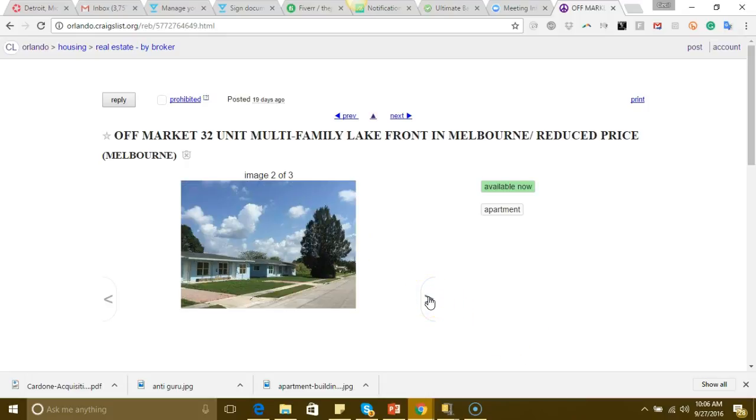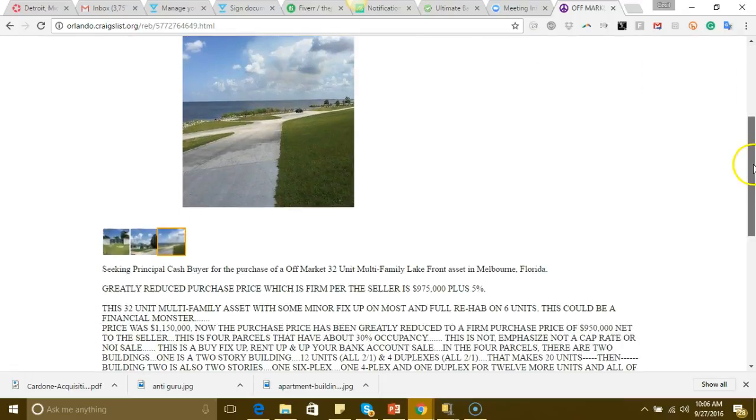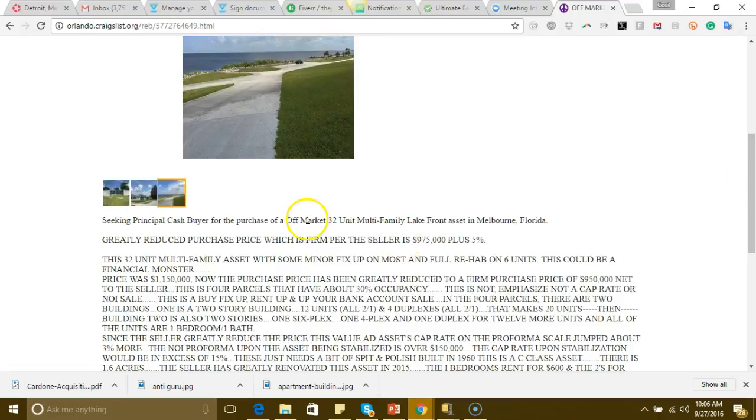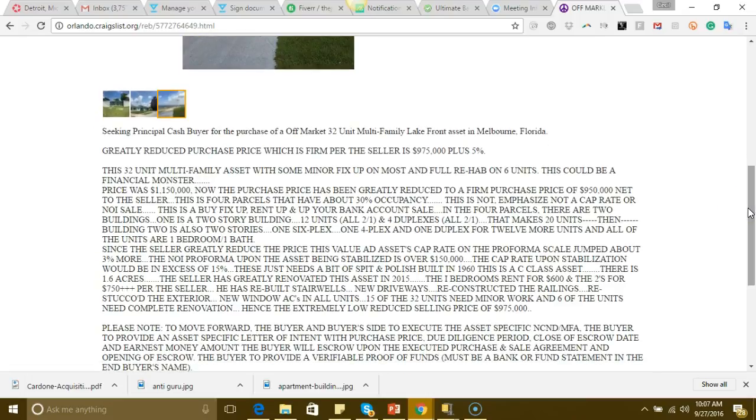See what some other pics look like. Okay, these are like those little flats, which is okay. Seeking principal cash buyer for the purpose of off-market 32 unit, blah, blah, blah. Greatly reduced purchase price, which is firm. The seller is $975,000 plus 5%. The 32 unit multifamily asset with some minor fix up. Most full rehab on 6 units. This could be a financial monster. Price was $1.1 million. And now the purchase price greatly reduced to a firm purchase price of $950,000 net to the seller.